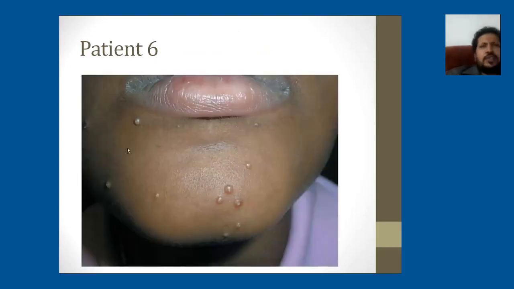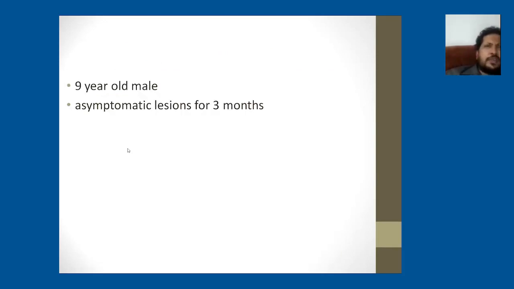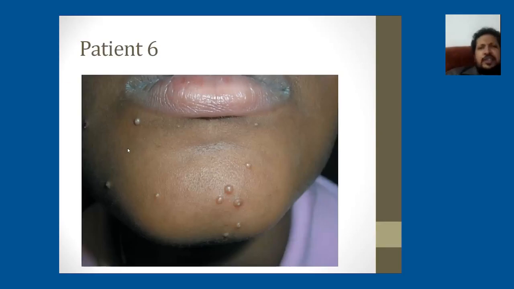So this is also a very simple and common condition. I'm sure this is straightforward. It's a 9-year-old male with asymptomatic lesions for 3 months. So you can see these fleshy papules with a central umbilication or a central dell. So these are features of pox viral infection. So this is actually molluscum contagiosum.